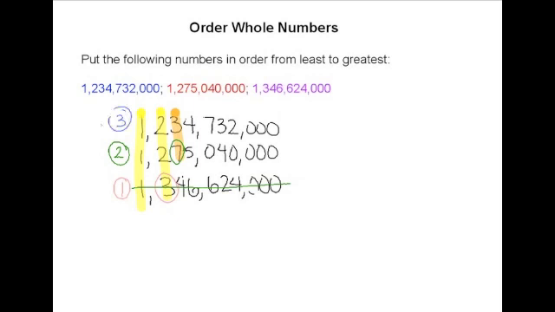Now that I have compared all of them, I'm going to rewrite these three numbers using my greater than, less than, or equal to symbols to put them in order from least to greatest as the instructions ask. So my smallest number is the one that has the number 3. So I'm going to start by writing this number down.